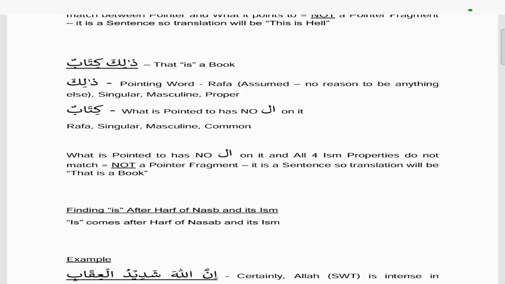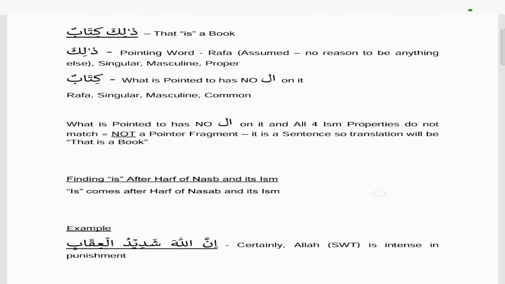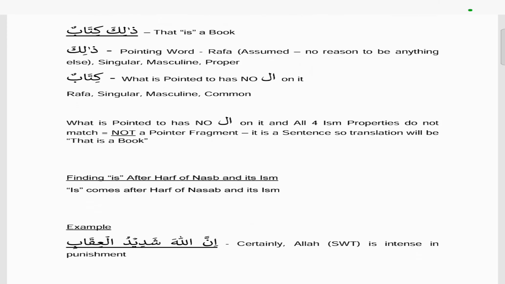It is rafa because of the dhamma, it's singular, it's masculine because there's no reason to make it feminine, and it's common. What is pointed to is common because remember there's no L on it, and there's no reason for it to be proper, so it doesn't fall into one of the categories of proper, therefore it's common. So all four ism properties do not match either because the pointing word is proper and what is pointed to is common. So the four ism properties don't match either, therefore it's not a pointing fragment, it is a sentence.